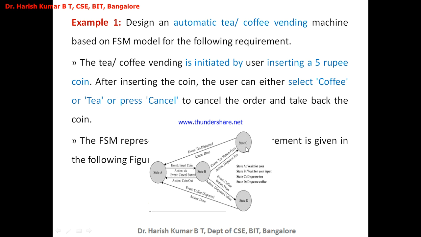Now the system understands the user wants the tea and it dispenses the tea to the user and action is done. If the user selects the coffee, it comes to the state D and then dispenses the coffee and action is done. Now when the user inserts the coin and it goes to the state B waiting for the user input, if the user cancels, what will happen? The action is coin out, just return back the coin and stay in the initial state for accepting the next coin from the user.